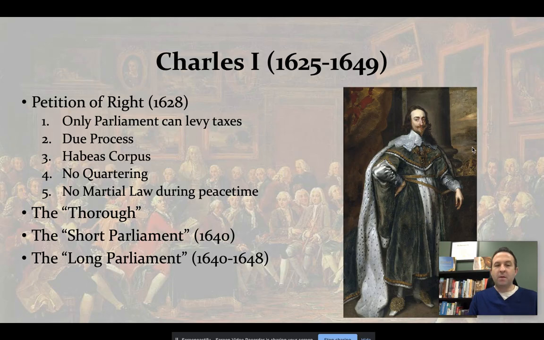But he will reconvene Parliament as a way to get them to give him taxes to fight this war against Scotland. Parliament will be reconvened in 1640, known as the Short Parliament, but it will refuse to grant Charles any new taxes if he won't accept the rights outlined in that Petition of Rights from 1628. So 12 years later, they're still holding on to this thing. And when Charles refuses to grant these basic rights, he will dissolve Parliament again after only 1 month.